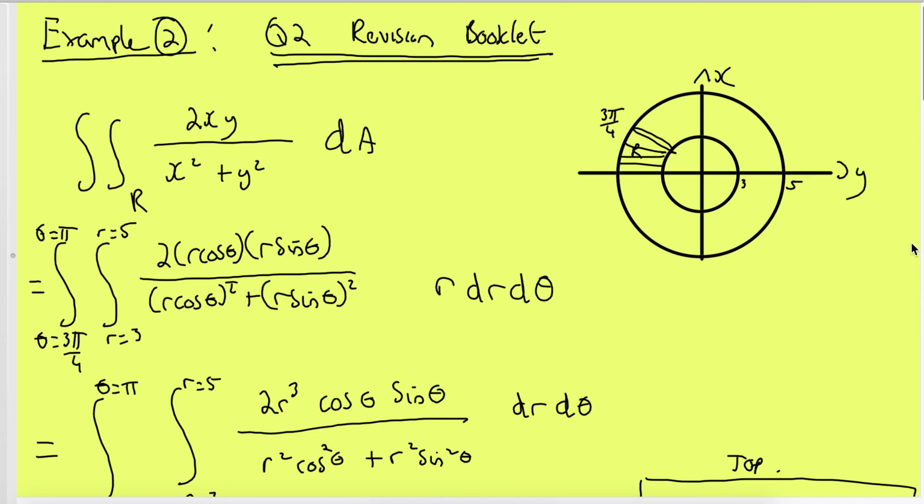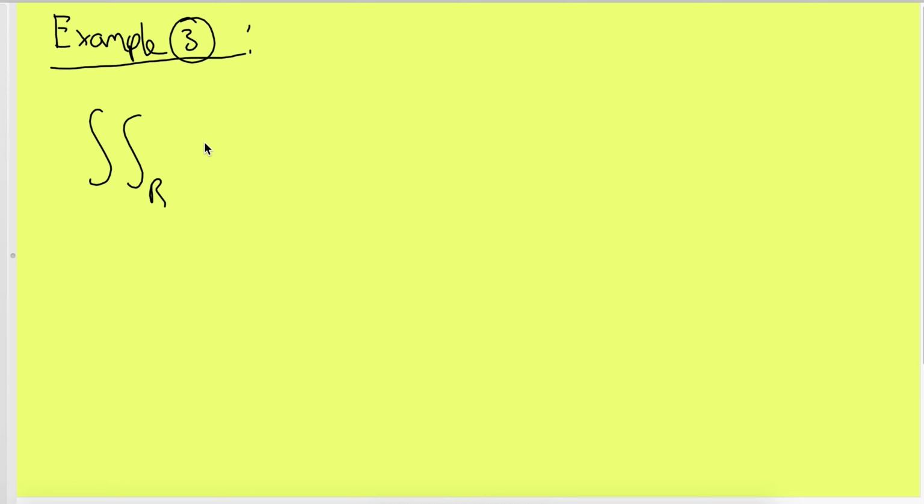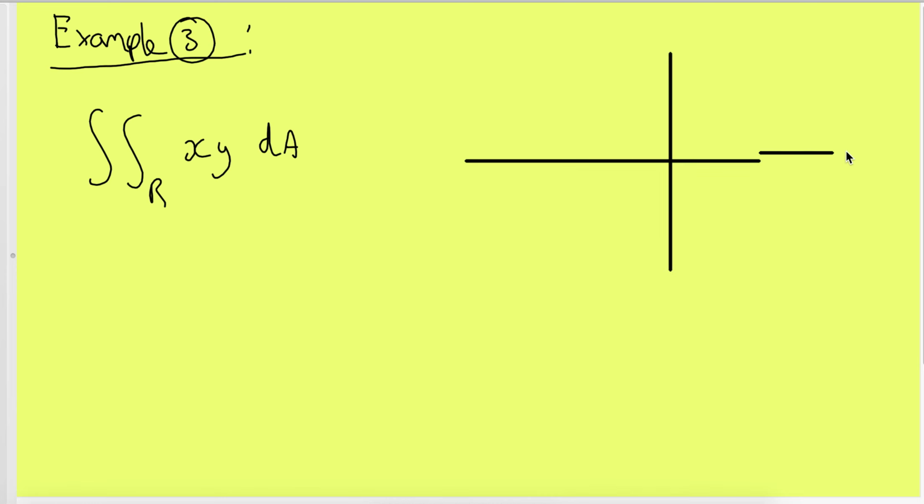I'll do one more, why not? Right, last one. Example 3. So integrate over a region R, x, y, dA. And let's have a look at our region. Our region is going to be, oops, that is horrendous.